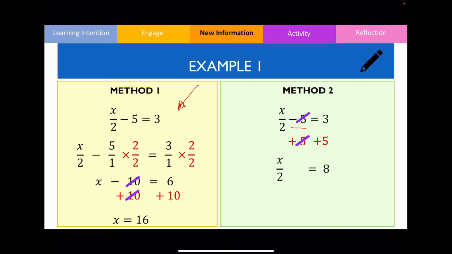In this instance, because x is being divided by 2, in order to solve for x, we just do the opposite of that. The opposite of division is simply multiplication, so that cancels each other out. And hence you're going to arrive at the exact same answer, where x is equal to 16.